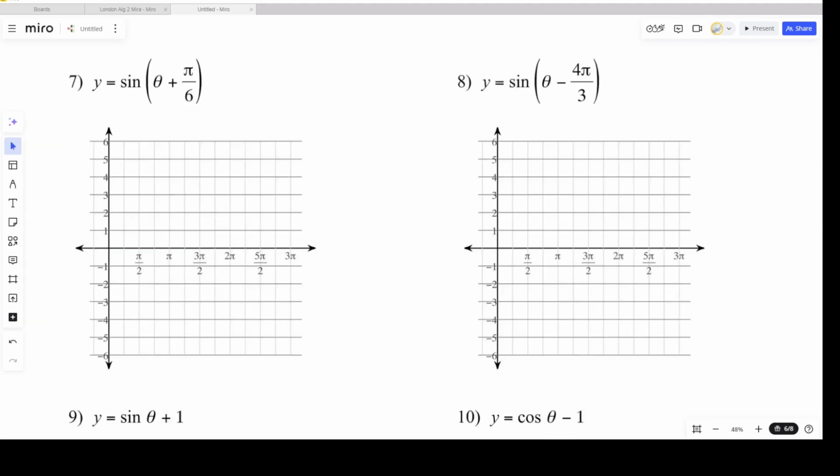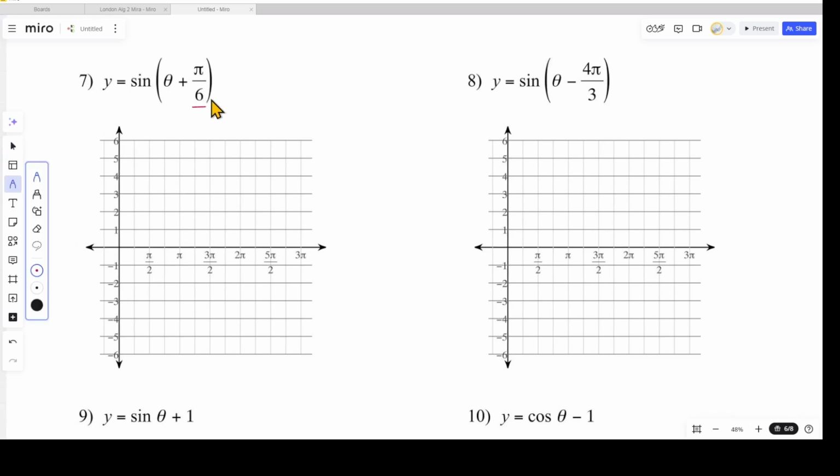All right, moving on. Now we do see our first phase shift on this one. B is 1. Phase shift negative pi over 6. Midline 0. All right, this is more difficult.